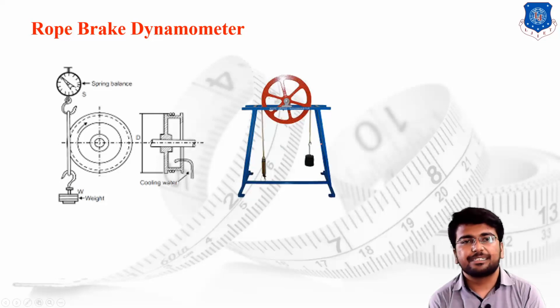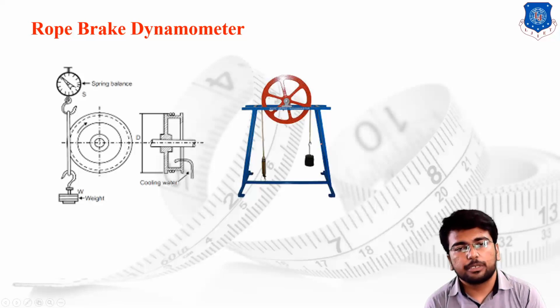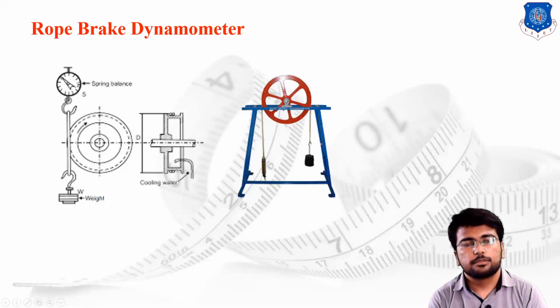So this is the basic concept of measurement of power. The rope brake dynamometer is highly useful for the measurement of engine shaft power. In the laboratory, if we are supposed to find the power available at the end of the engine of a 4-stroke 4-cylinder or 2-stroke 4-cylinder engine, then we use a rope brake dynamometer. It is widely used in the automobile industries for the measurement of power.